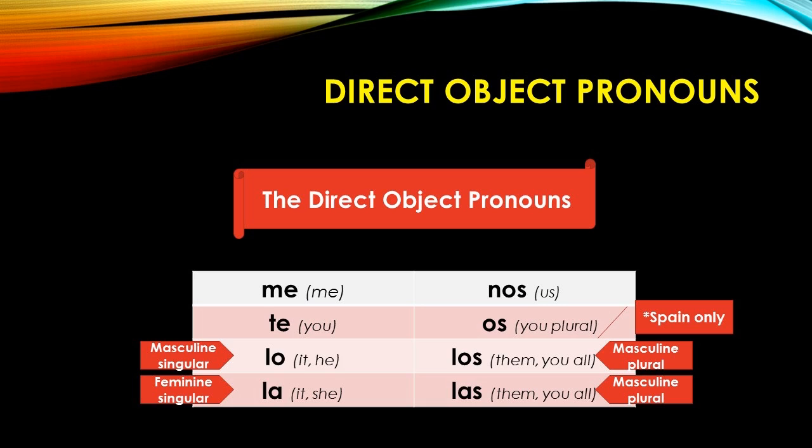Nos is the same as us in English. Os means you all, and is only used in Spain. Los replaces any masculine plural noun and can be translated as them, and las can also be translated as them and replaces any feminine plural noun.